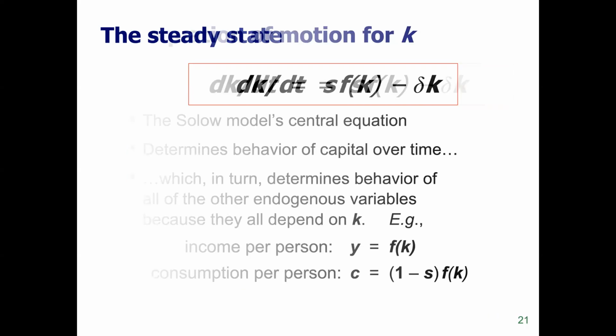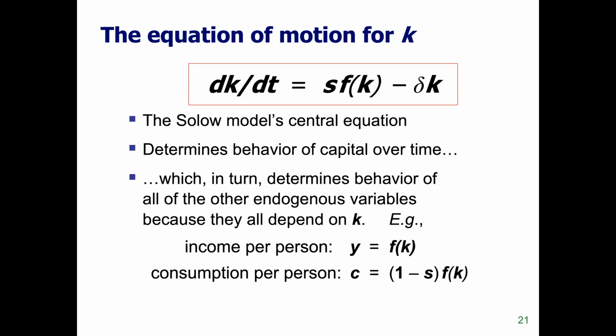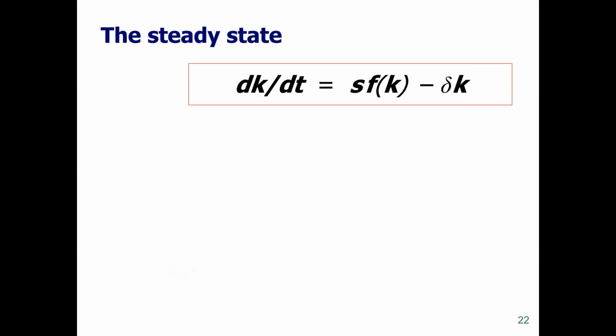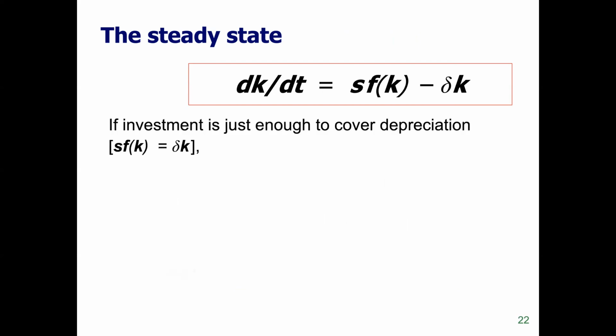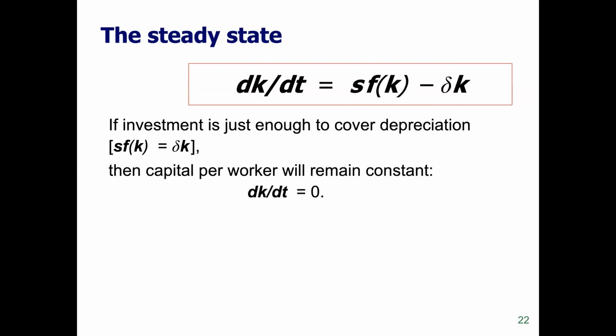You know, everything is hanging on the capital stock or the capital per worker. Now, let's first talk about the steady state. If the rate of change of the capital stock is sf of k minus delta k, if that's equal to 0, you have a steady state, meaning the capital per worker isn't changing. So what would it take for that? Investment would have to be just enough to cover depreciation. sf of k equals delta k. Then capital per worker will stay constant, that is dk/dt equals 0.